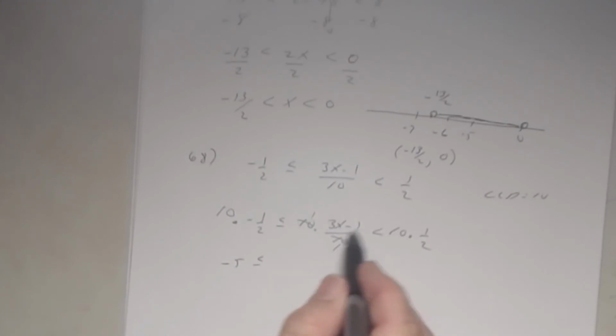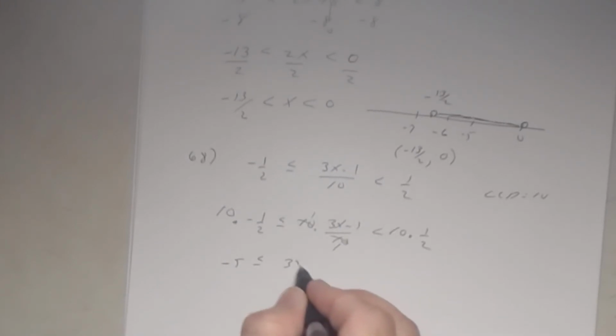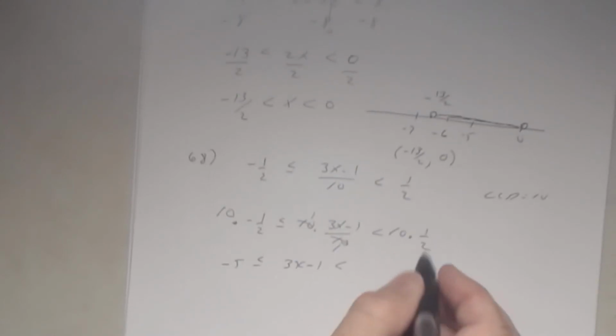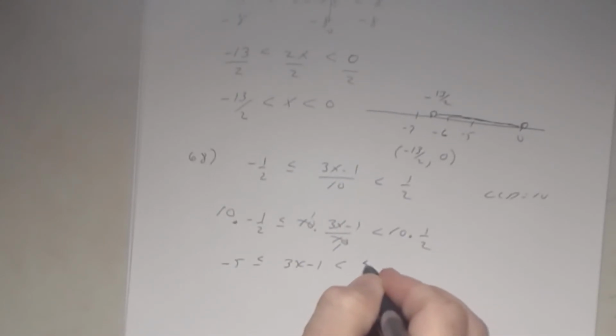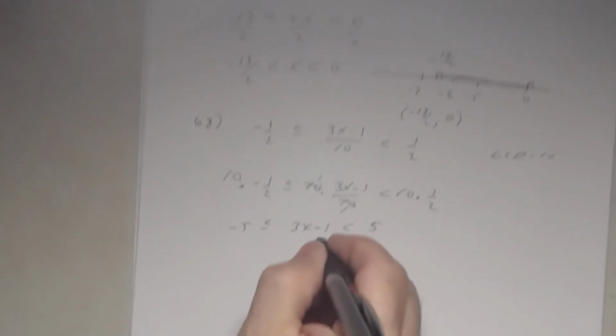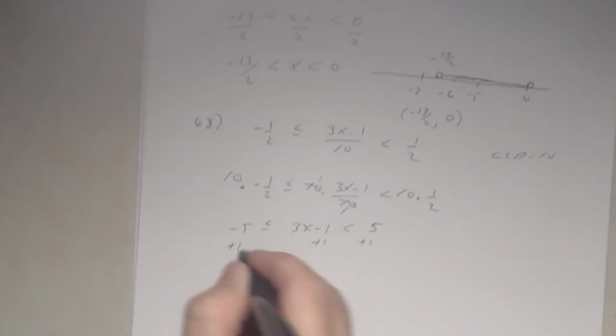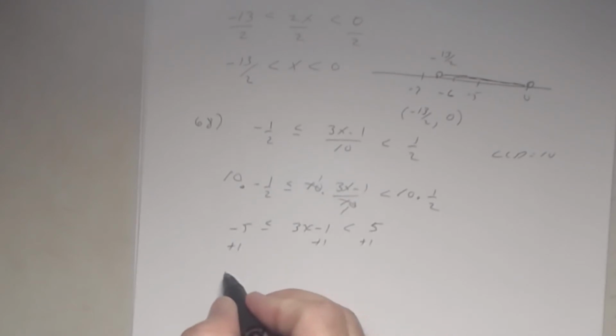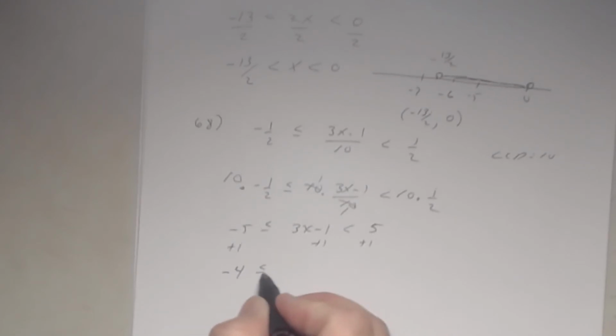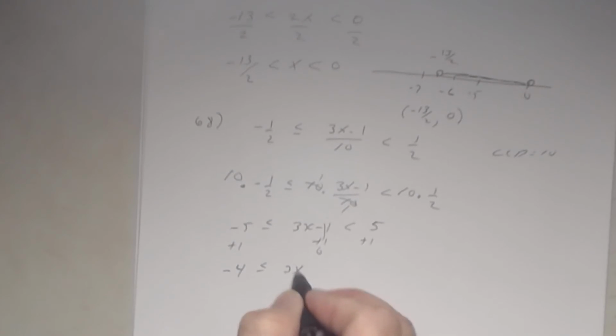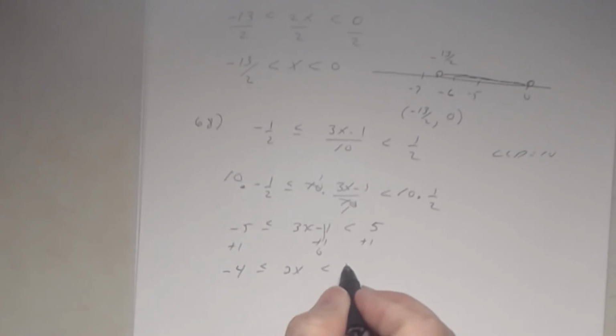What is 1 times 3x minus 1? All right, it's less than. What's 10 times 1/2? Positive 5. All right, so now I don't have any fractions to deal with. Okay, what's the next step? Add 1 to all parts. What's negative 5 plus 1? Okay, so less than or equal to 3x is less than 6.